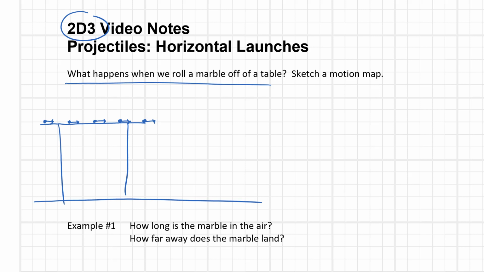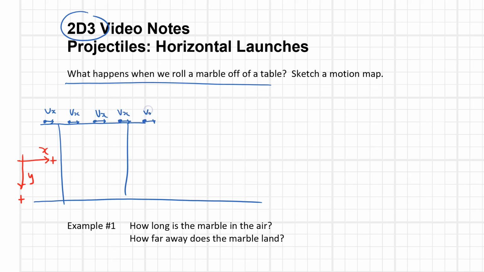I think also I need to note which way is positive in both the x direction and the y direction. So I'm going to say in the x direction, that one's positive, and I'm going to make downwards in this case positive for my y values. And these arrows here, this is all velocity in the x direction.